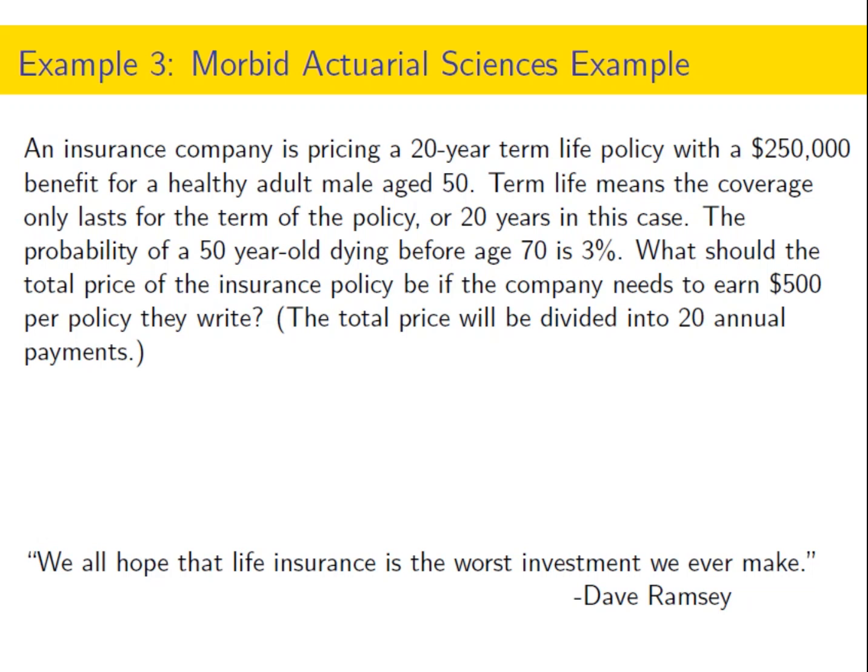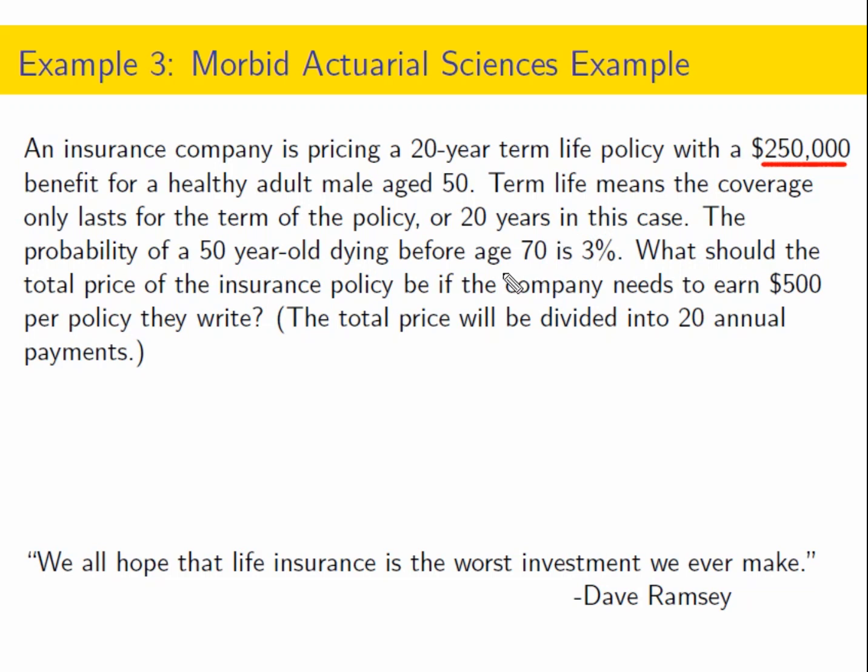So let's see if we can figure this out. We have this insurance company, and they're going to sell a 20-year term life policy, which means for a term of 20 years, you get the benefit if you pass away. Okay, so the actuaries figure this out. They go through tables and they figure out what the probability of someone dying before the end of the term of the life insurance is.